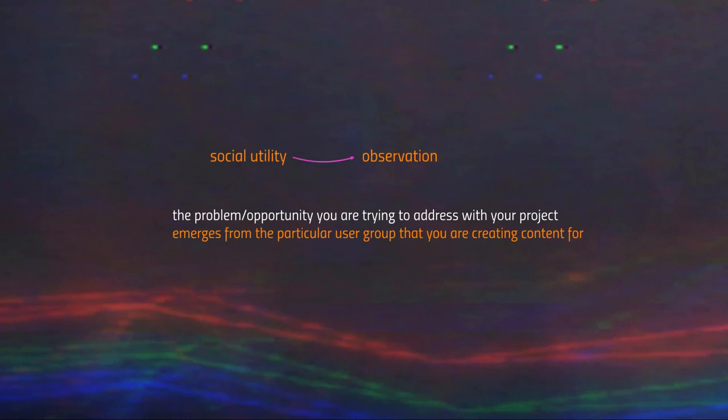All right, so to begin with, I want to make a really important point, which is that the social utility of your project, that is its usefulness and meaning for a specific group of users, should be a very important determinant in how you approach the stage of observation. This is because the problem or opportunity you are trying to address with your project, and there should be a problem and opportunity by all means, emerges from the particular user group that you're creating content for. And what this means is that your project should be rooted in some sort of need or some sort of opening which is real, right? It resides with a real audience, with a real user group.